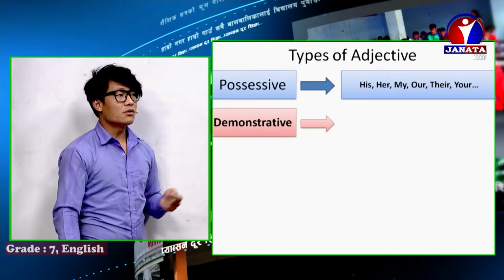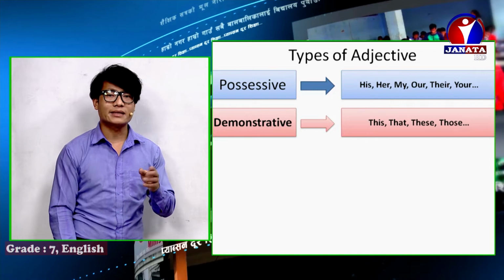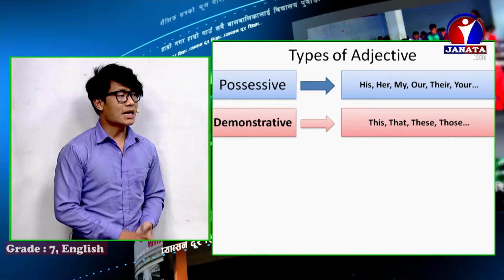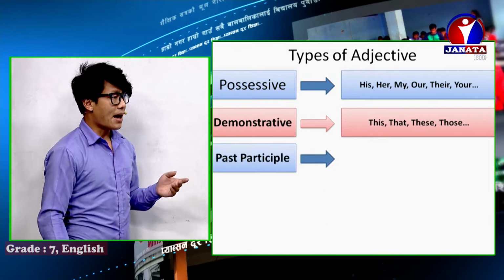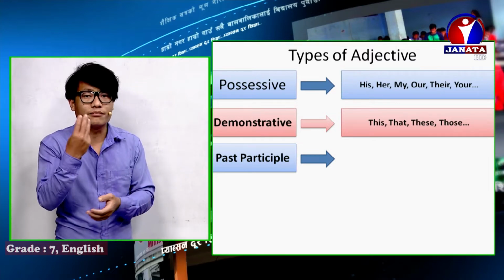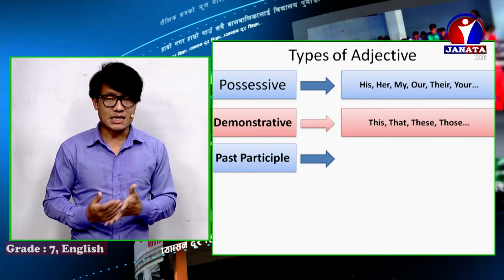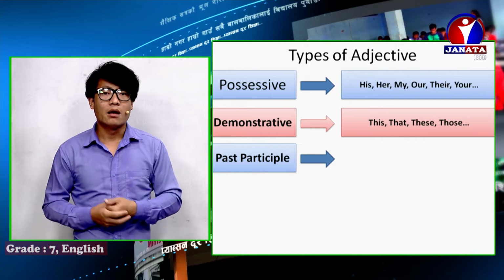Next, demonstrative adjectives, and they are this, that, these, those. These are demonstrative adjectives. Another is the past participle. Past participle means obviously verb 3. Verb 3 can also stand as an adjective.